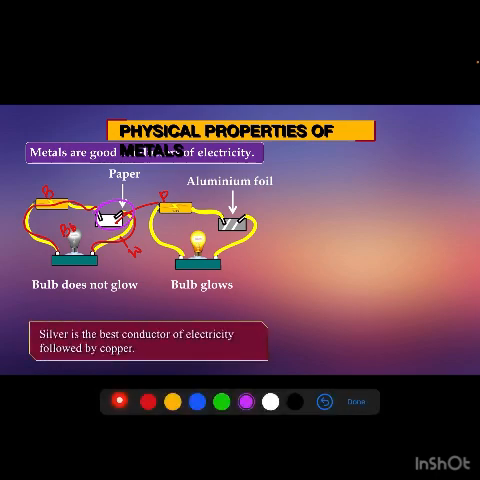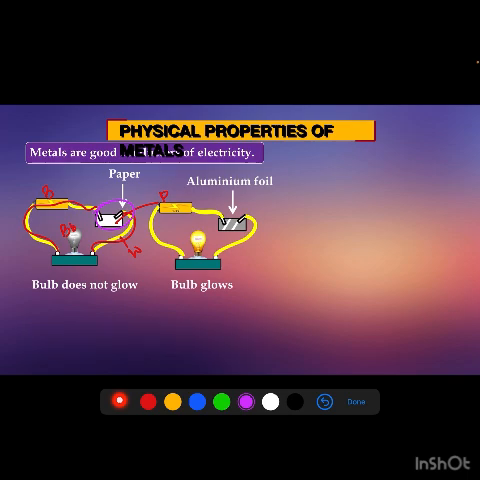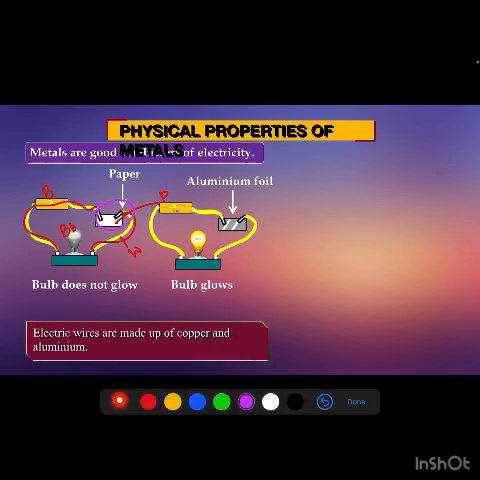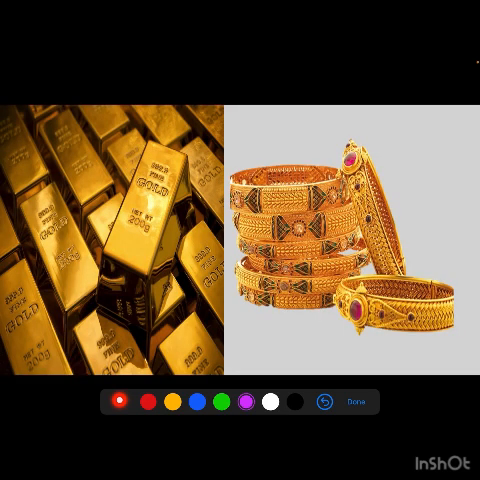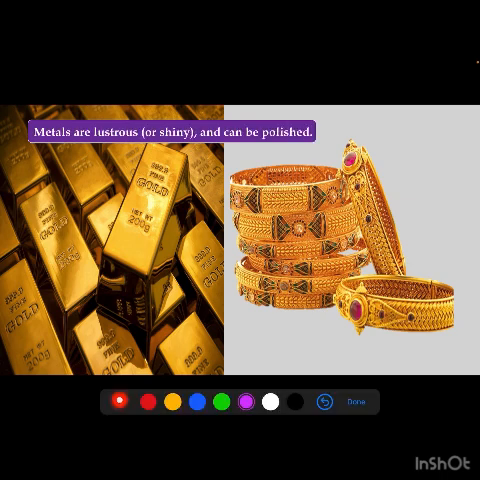Silver is the best conductor of electricity, followed by copper. Electric wires are made up of copper and aluminum. The next property of metals is lustrous. What is the meaning of lustrous? You can see these metals, especially gold, are very shiny, and this nature of the metal is called lustrous. Gold is very lustrous, and metals can be polished also.